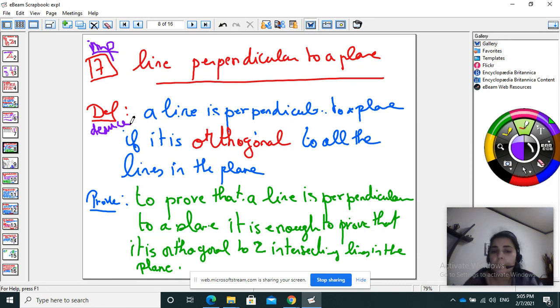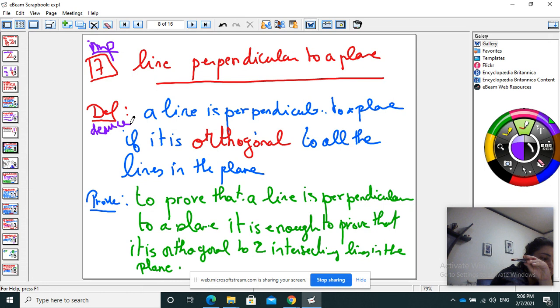Now, how do we prove that a line is perpendicular to a plane? Should I prove it perpendicular to all the lines of the plane? Sure, no. To prove that a line is perpendicular to a plane, it is enough to prove it orthogonal to two intersecting lines in the plane. Why do I say intersecting lines? Because two intersecting lines already form the plane.